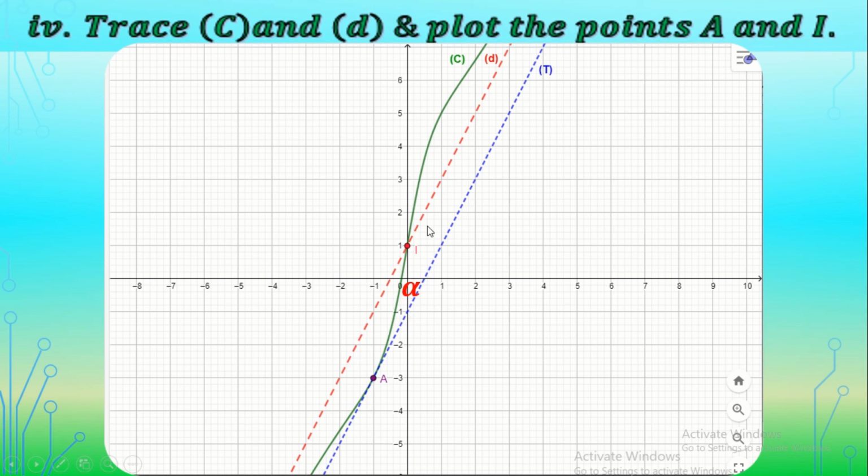Something else. Here we have the straight line D, and here we have the tangent T. The straight line D is an asymptote to the curve. Note that when x tends to plus infinity, the straight line D is an asymptote to this curve, and also as x tends to minus infinity, the straight line D is an asymptote to this curve. Also, as you see, the tangent T is tangent to this curve at the point A having the abscissa minus 1 and the ordinate minus 3.